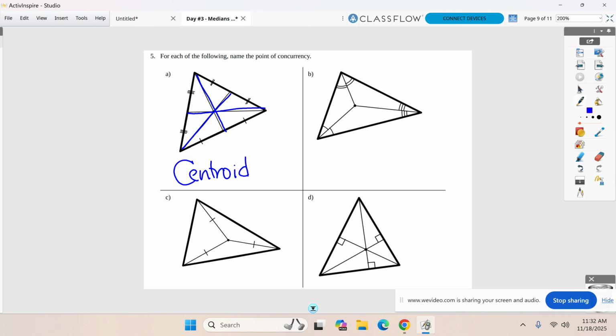What was the next page? Glad you're struggling with one of them. This isn't orthocenter because it's outside of the triangle. And that one, is this also an orthocenter?